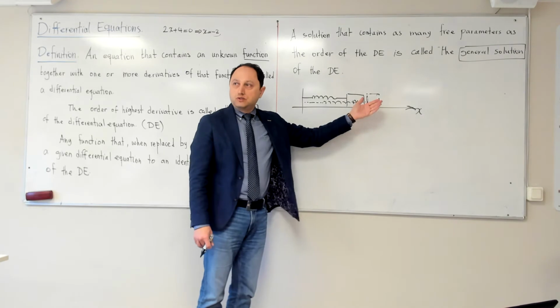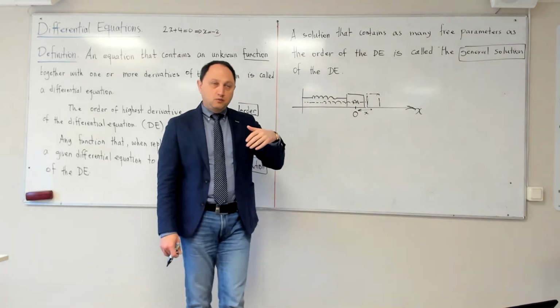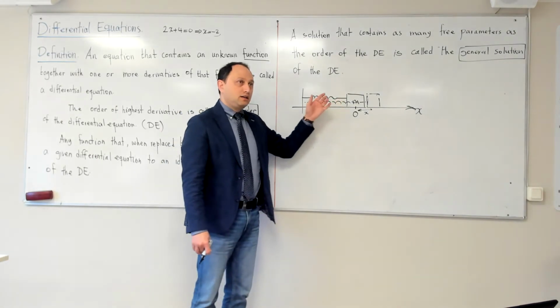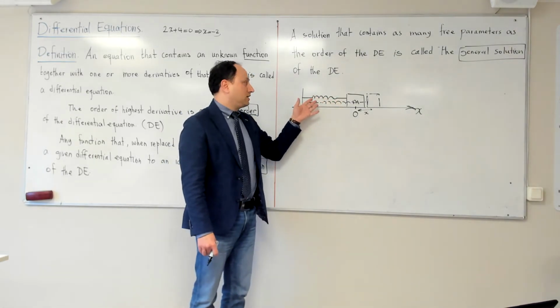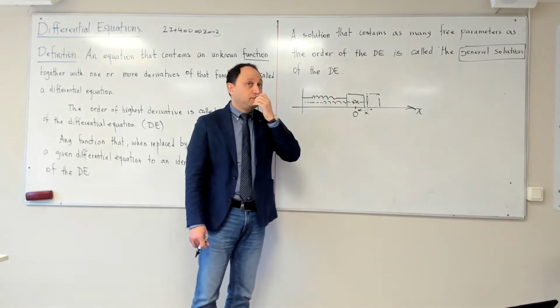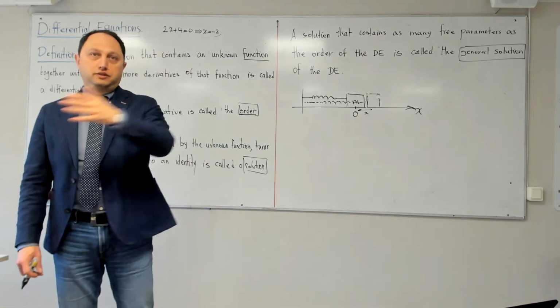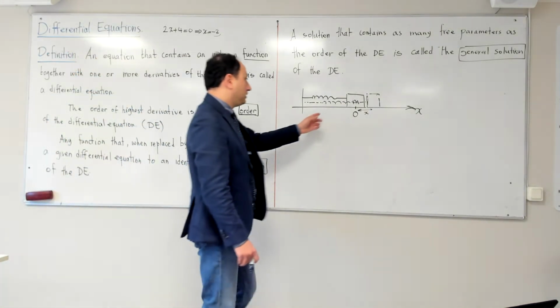It will continue the movement and make this spring squeezed. And then when the spring becomes squeezed, the spring starts exerting force on this block in the other direction, pulling it back, forcing it back to the equilibrium. So this will go forever if there is no friction here.